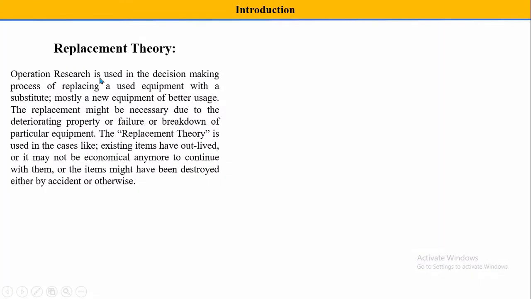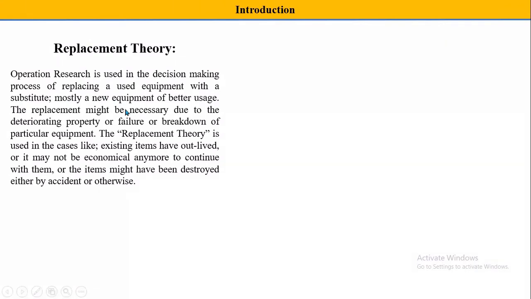Now, operational research is used in the decision making process of replacing a used equipment with a substitute, mostly a new equipment of better usage. It gives us an idea of when to replace our equipment with a new one so that we can use it in a better way. For example, if you are using a cell phone, as time passes you have to replace it with a new one. This replacement theory will give an idea of when to replace your particular equipment.